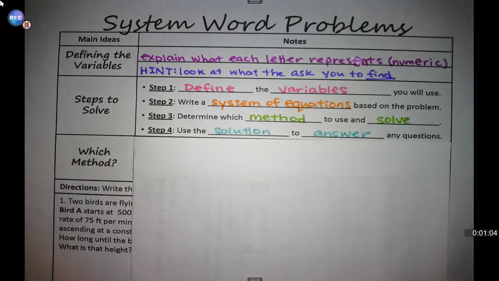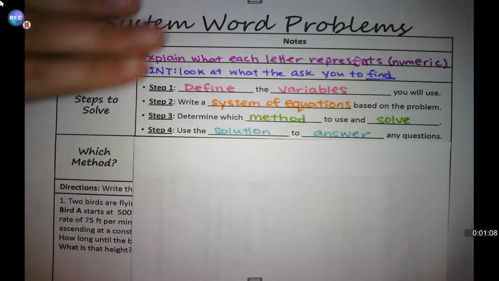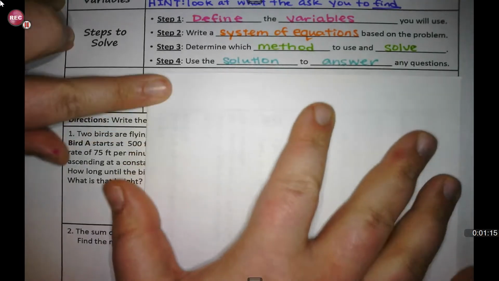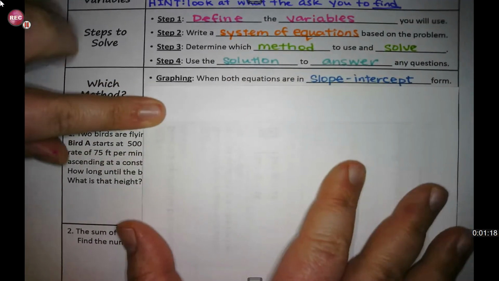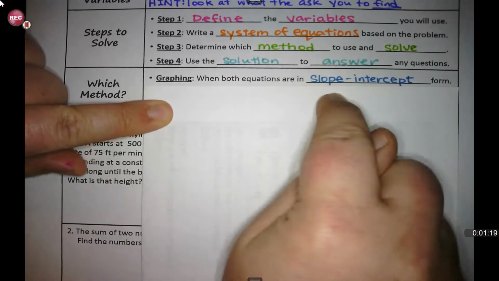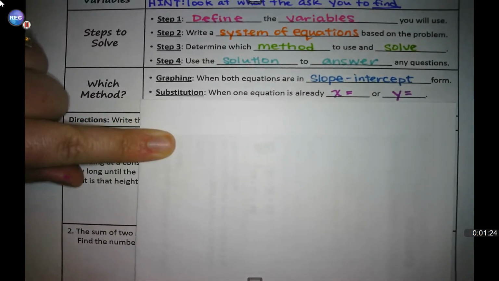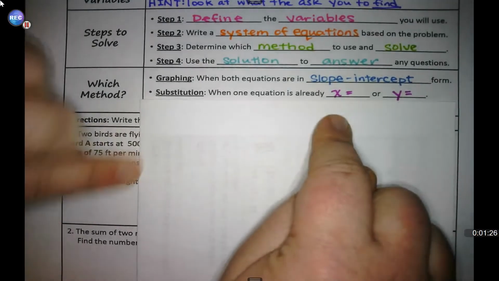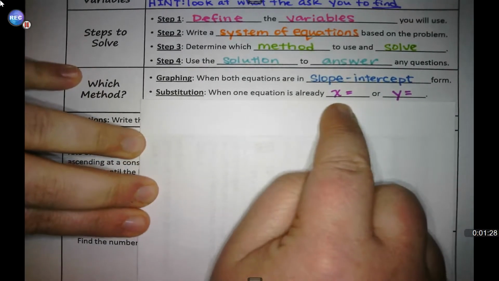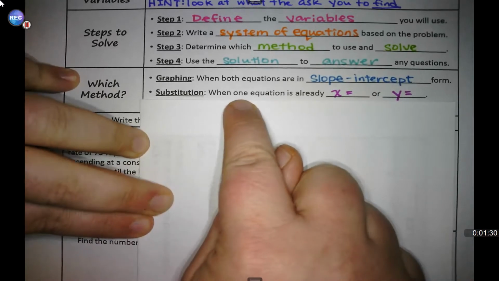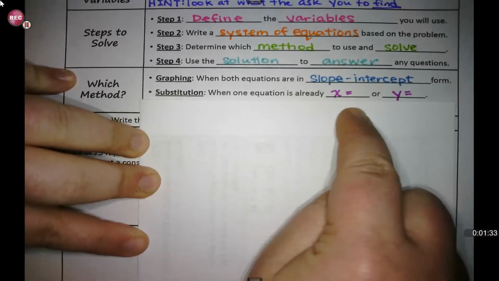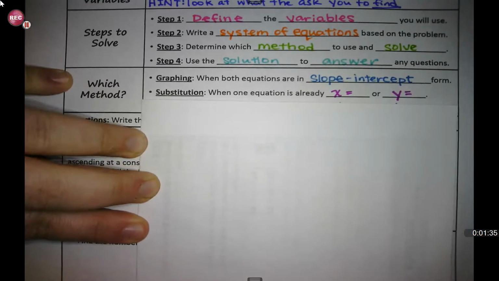They'll ask you a question and you'll answer it, as opposed to just saying, hey, this coordinate point is the answer. Now, how do you know which method to use? Because we know 3. There are some hints I'm going to give you. The first one is to graph. You do this when both equations are in slope-intercept form, because that's easy for graphing. For substitution, the first step is to make sure one of your equations is either x equals or y equals.